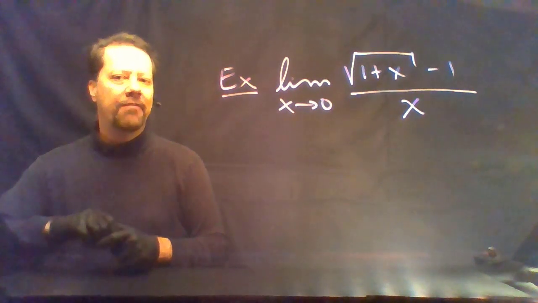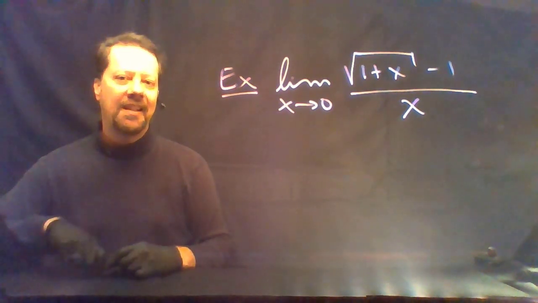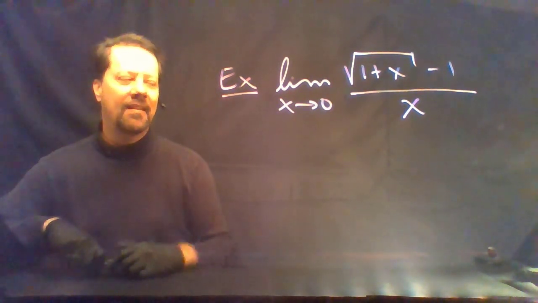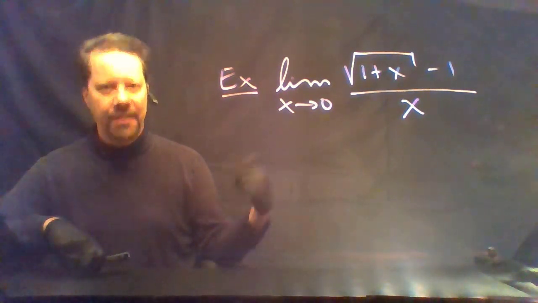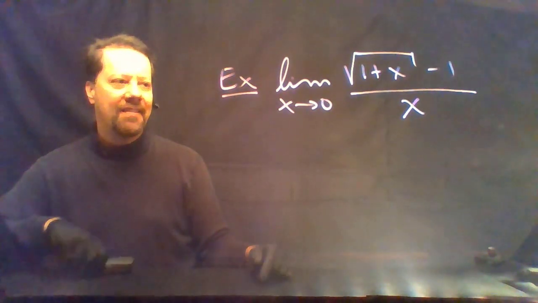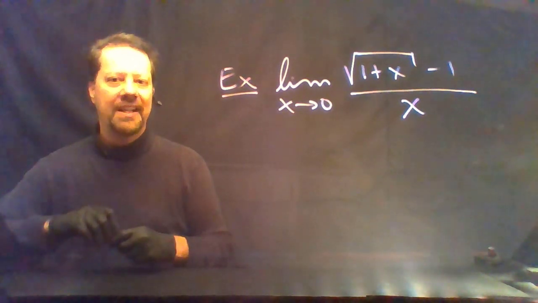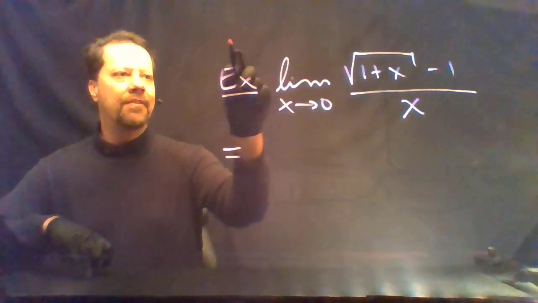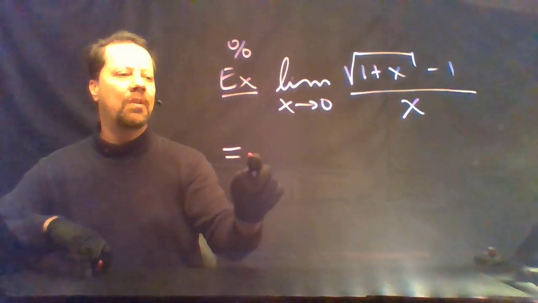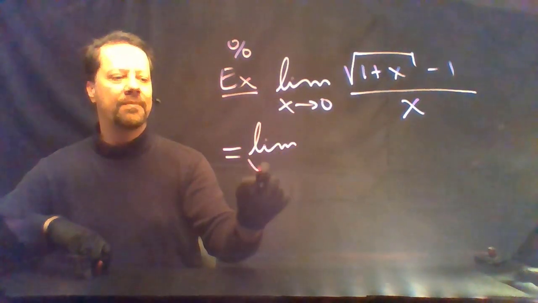You remember how we would have approached this problem in Chapter 2? We would have multiplied numerator and denominator by the conjugate of the numerator, and then did some simplification. Here, you can see that we get a 0 over 0 case, and so we'll apply L'Hopital's rule.